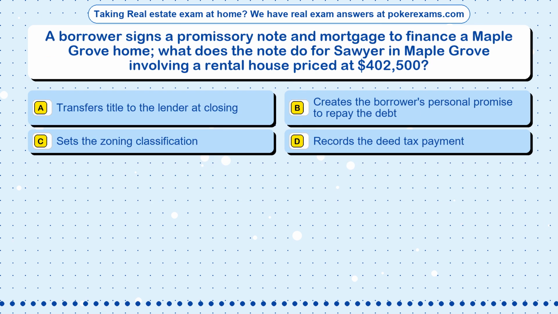Question 78. A borrower signs a promissory note and mortgage to finance a Maple Grove home. What does the note do for Sawyer in Maple Grove involving a rental house priced at $402,500? Option A. Transfers title to the lender at closing. Option B. Creates the borrower's personal promise to repay the debt. Option C. Sets the zoning classification. Option D. Records the deed tax payment.